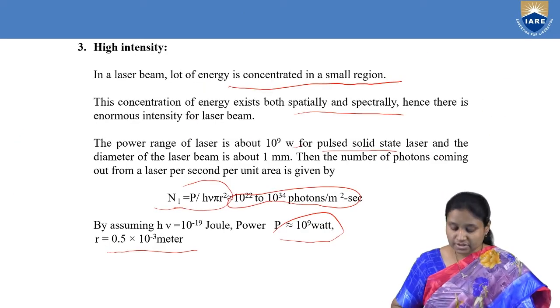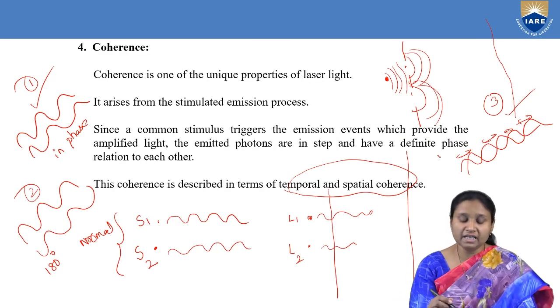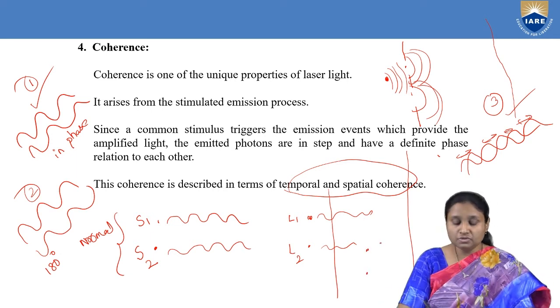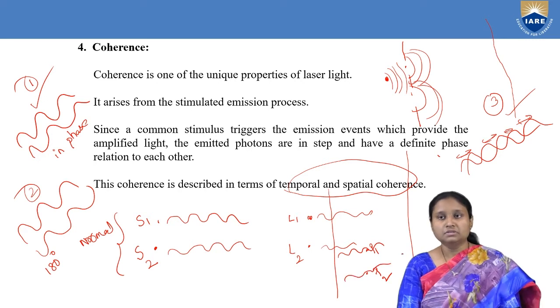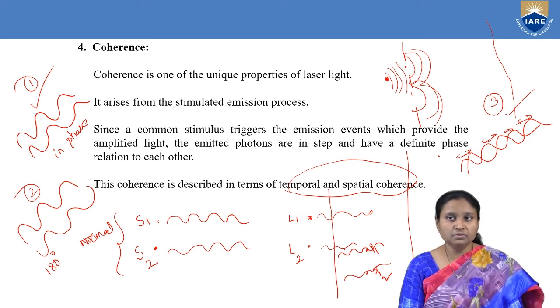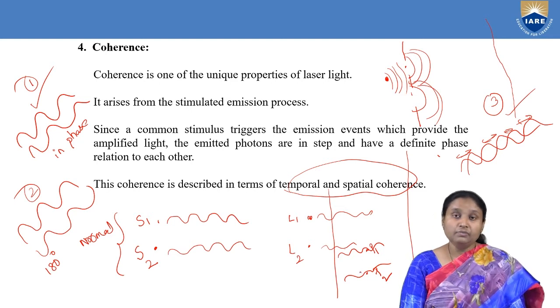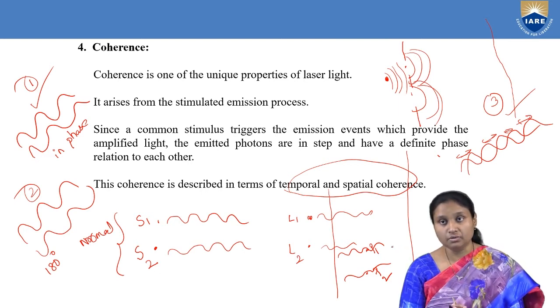Suppose I consider two different points in space, and I call those two points P1 and P2, and I make two light rays go through those two points. Then if they are maintaining either 0 or constant phase difference, we call these two light waves spatially coherent.